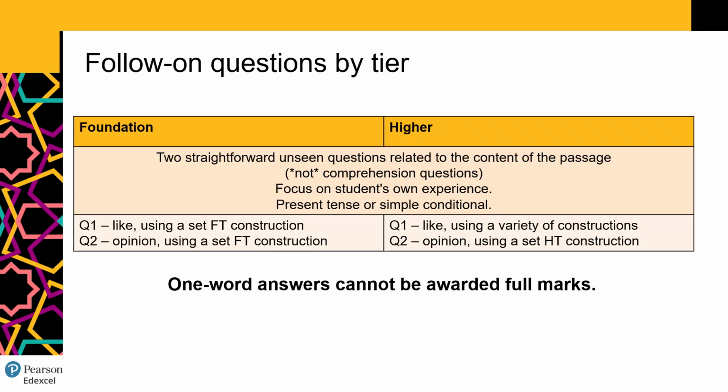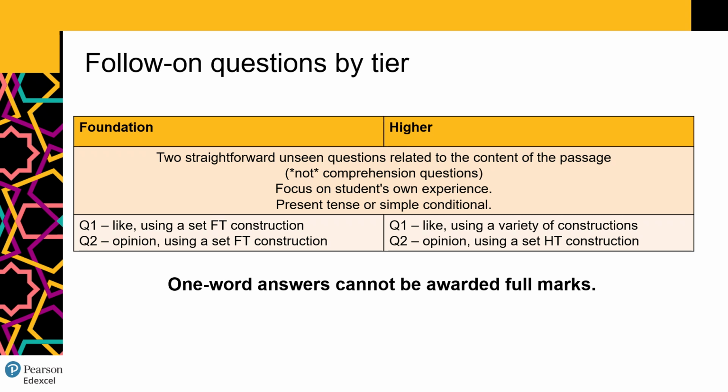Let's look at the follow-on questions by tier, which come after the candidate has read aloud their card. The follow-on questions are not seen by candidates in advance. These questions are related to the content of the read aloud passage, but they are not comprehension questions. The follow-on questions will be present tense or simple conditional. At foundation tier, the form of the questions will always be: what do you like to do, to eat, and so on, for question 1, and what do you think of, sports, cinema, etc., for question 2.